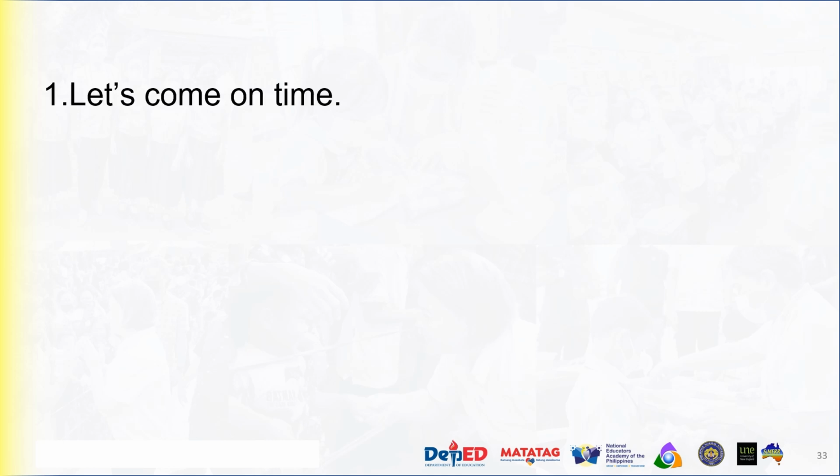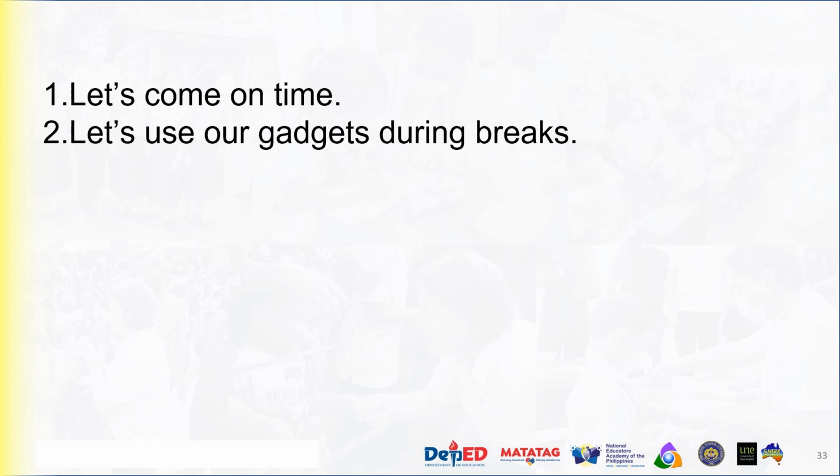So these are the house rules that everyone is expected to follow. Number 1, let us come on time or much better earlier. We don't want you missing out on important learning experiences. Number 2, let's use our gadgets during breaks. As much as possible, turn off your gadgets or put them on silent mode when not needed. If it is an emergency, call or take the call outside.